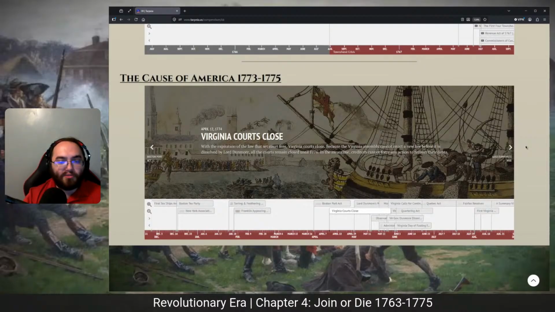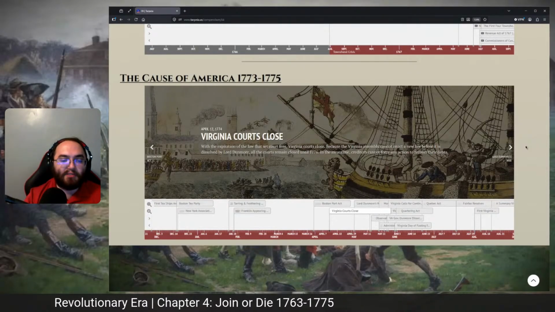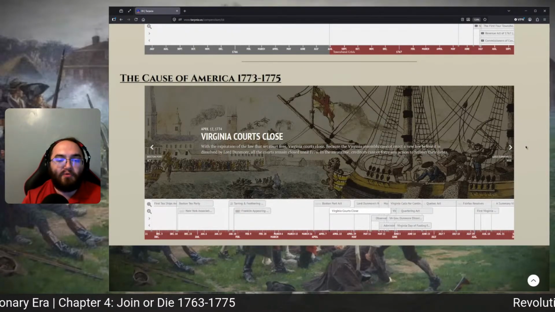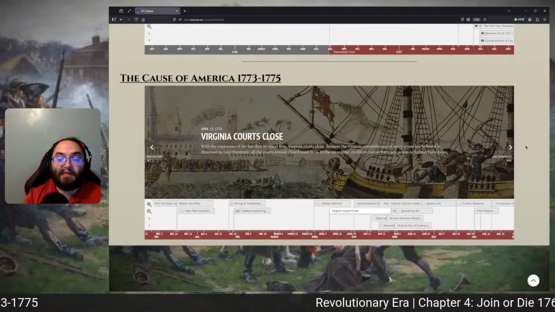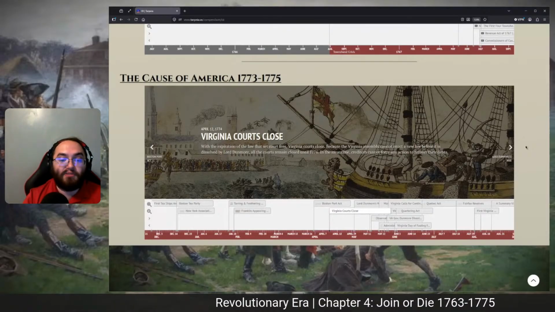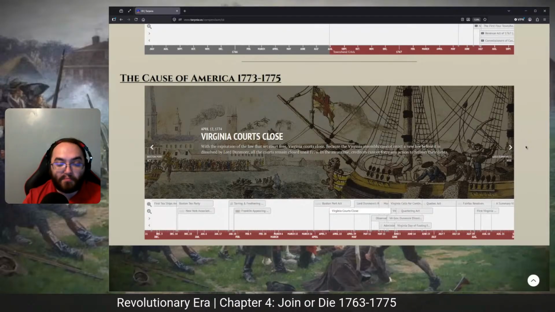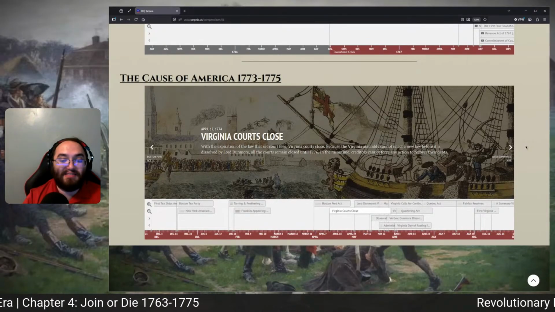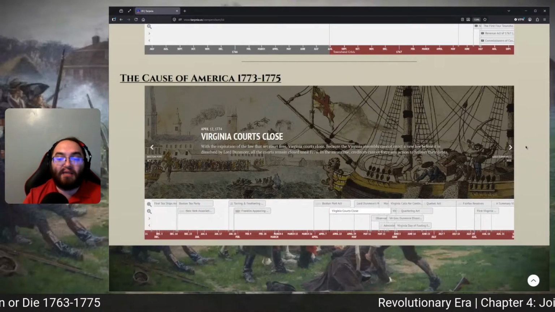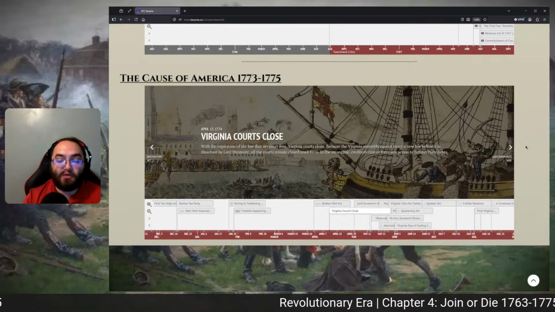The Virginia courts are closed with the expiration of the law that set court fees. Virginia courts closed because the Virginia Assembly cannot enact a new law before it is dissolved by Lord Dunmore. All the courts remain closed until 1776. In the meantime, creditors cannot force any action to recover their debts.